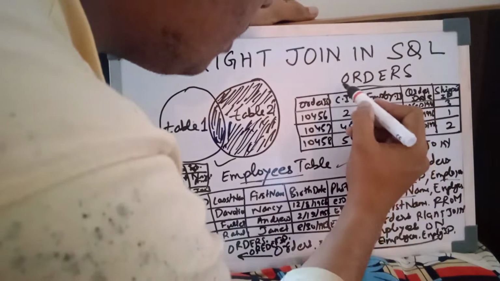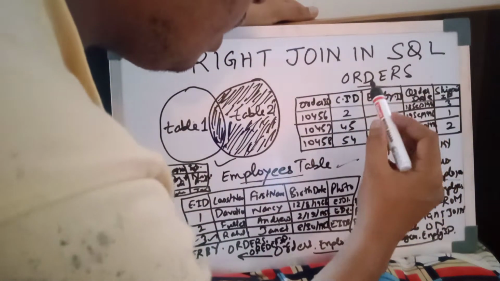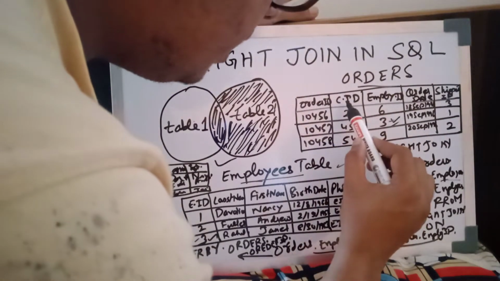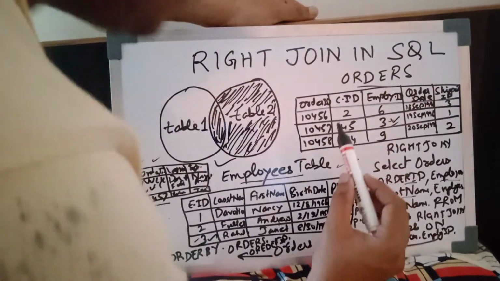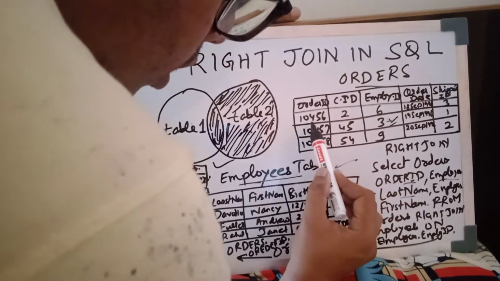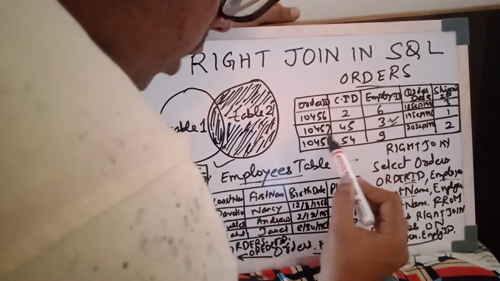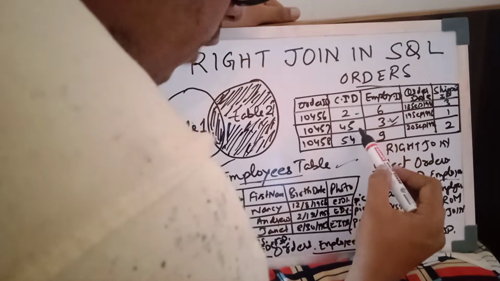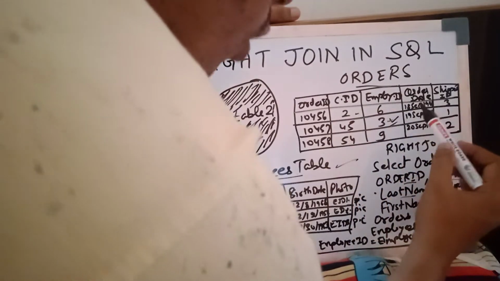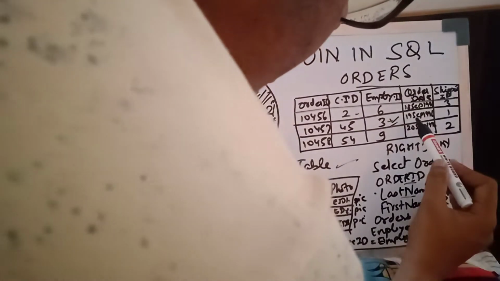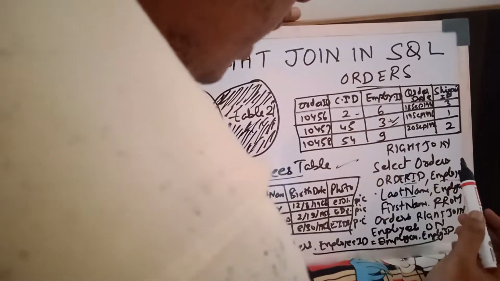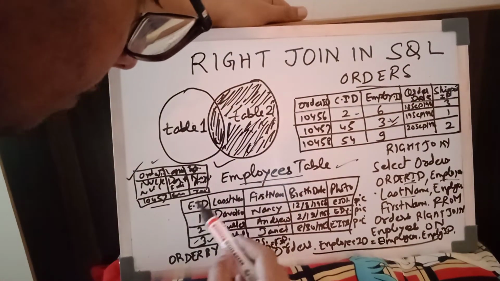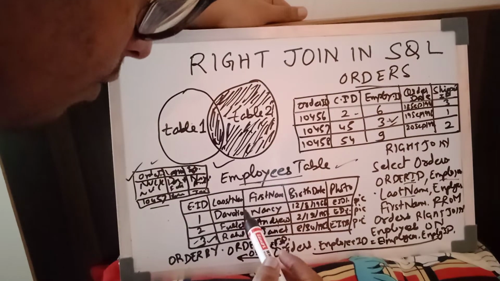Now consider these two tables, namely the orders and employees tables. The orders table has 5 columns, namely order ID, customer ID, employee ID, order date and shipment ID, with 3 records: 10456, 10457, 10458 are the corresponding order IDs. Customer ID is 2, 4 and 5, employee ID is 6, 3 and 9, and order date is 18 September 1968, 19 September 1996 and 20th September 1996, and shipment ID is 3, 1 and 2.